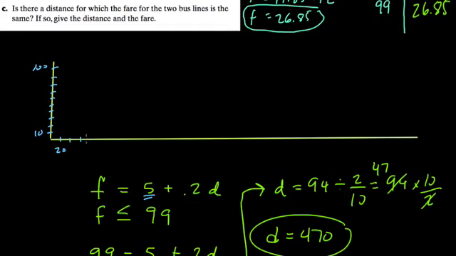20, 40, 60, 80, 100. 20, 40, 60, 80, 200. 20, 40, 60, 80, 300. And 20, 40, 60, 80, 400. 420, 440, 460, 480, 500.